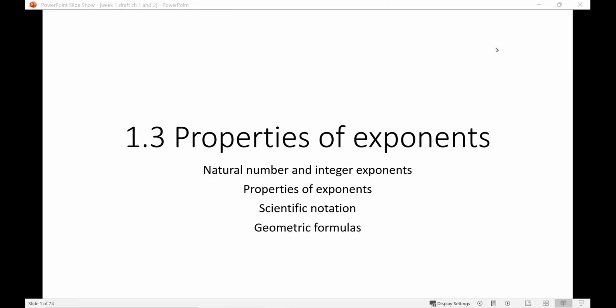So in this video, I'm going to cover the properties of exponents, including natural number and integer exponents, meaning we're going to talk about negative exponents, and using scientific notation, and a little bit on putting together stuff with geometric formulas.